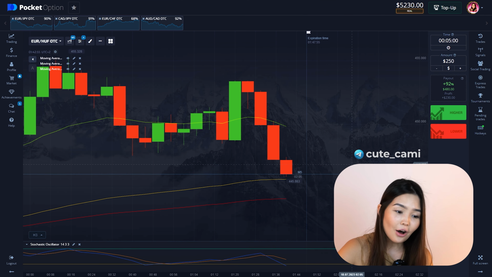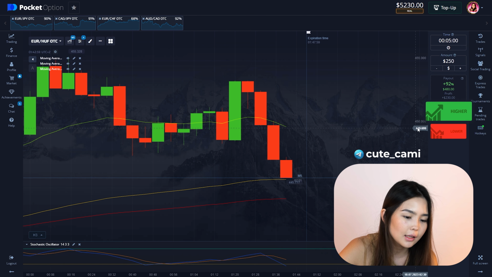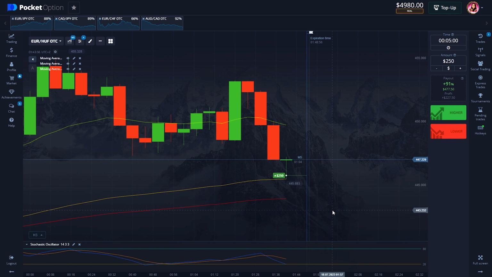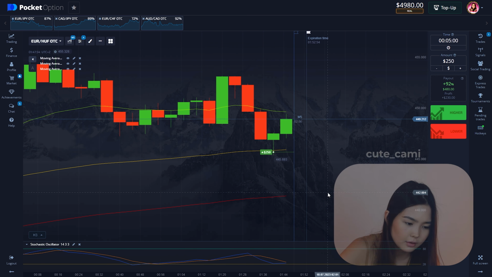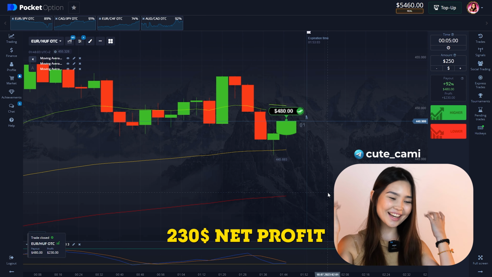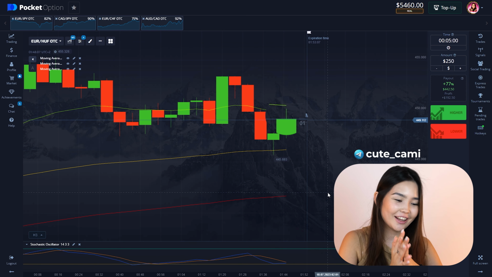Okay, candle almost touches yellow moving average. I'm opening a trade a little bit late again. It should be fine. Almost win, just a few seconds left, and yeah, nice, we got $230. Yeah, it was a really good trade.